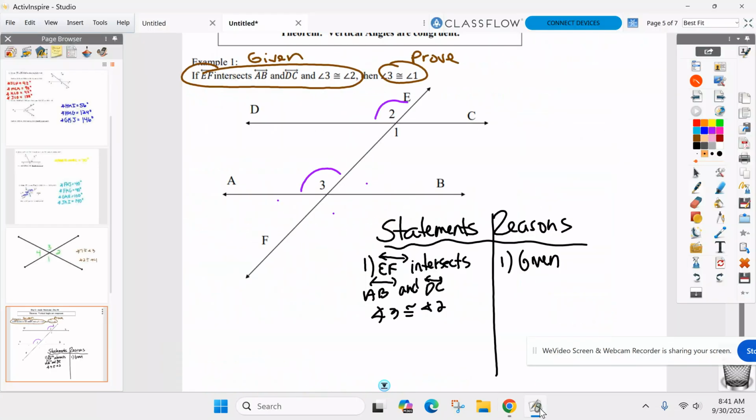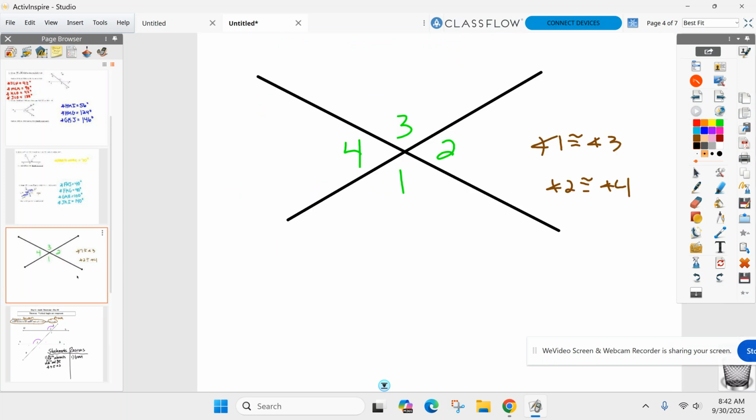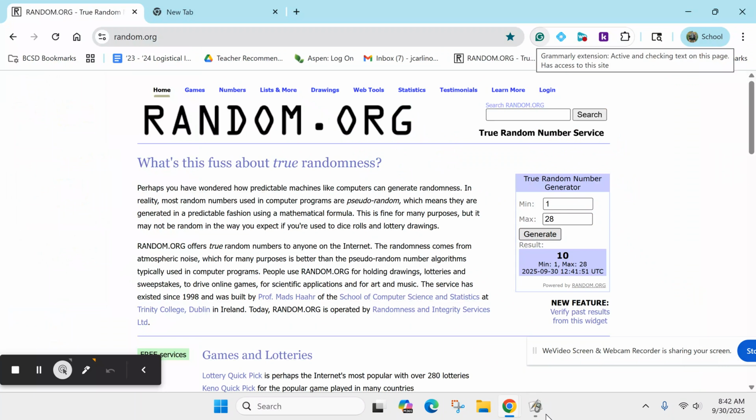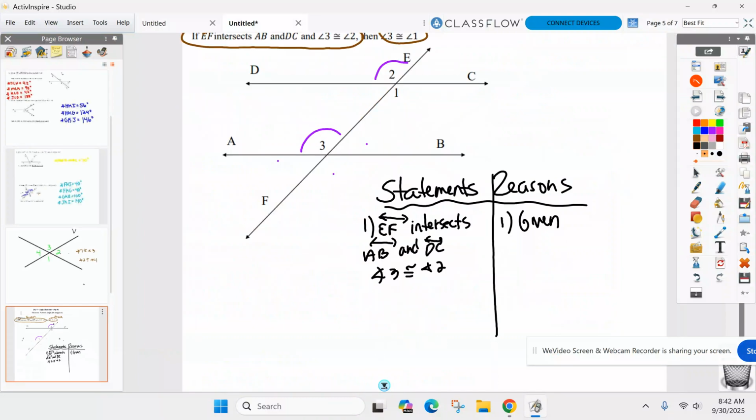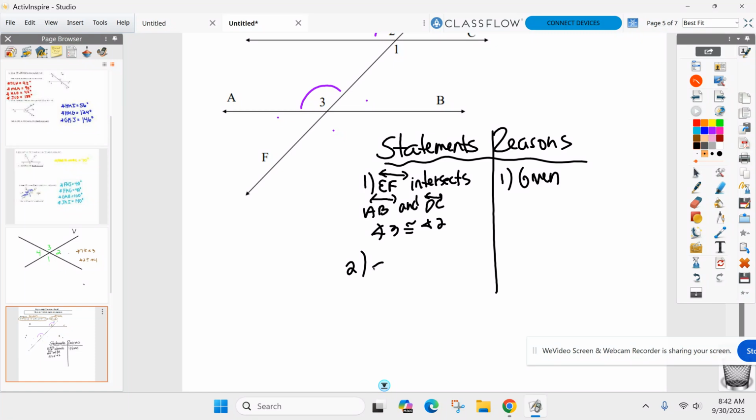Amelia? What type of angles are they? What are they? Why? Because they're? What do we call them if they're opposite? Begins with a V, ends in vertical. Vertical angles. Everybody good? Know our vocab. Vertical angles. So, yep, that's going to be step number 2. Angle 1 congruent to angle 2.